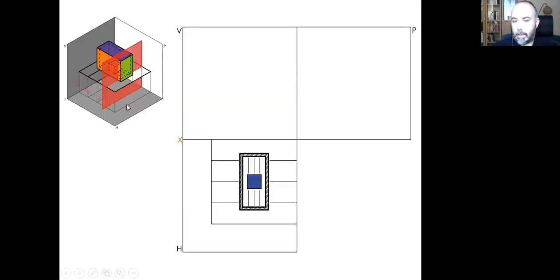So first we can start by indicating the position of this cutting plane here on our plan, and imagine that we are looking at this system from above, and we cannot see the actual cutting plane, the red plane. We just recognize its edge here, the upper edge here. So this is what I am drawing here. I am drawing a line that is 4.5 centimeters away from the vertical projection plane here.